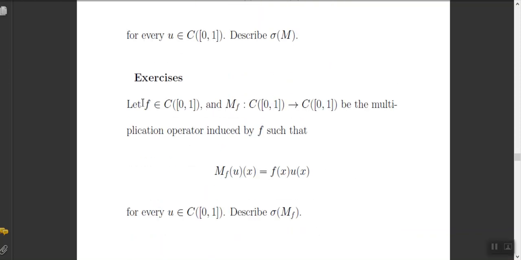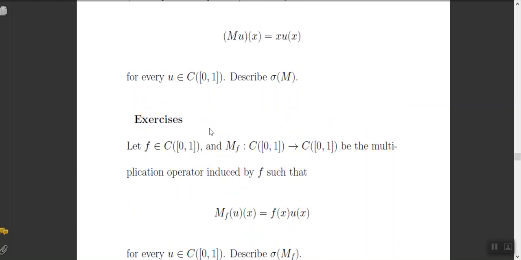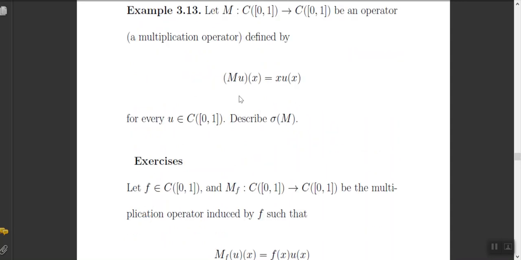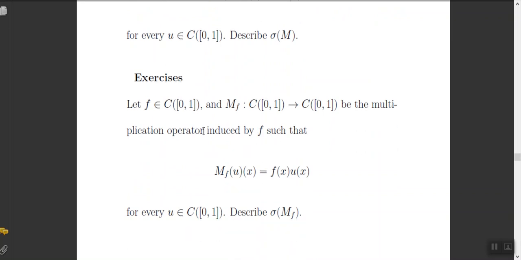Okay, look at here. Next we have an exercise for you. Try to think about it in your free time, which is actually a generalization of this example. It means this example is a special case of this. Look at here, f is a continuous function. So this f induces a bounded linear operator on this Banach space, like M_f.